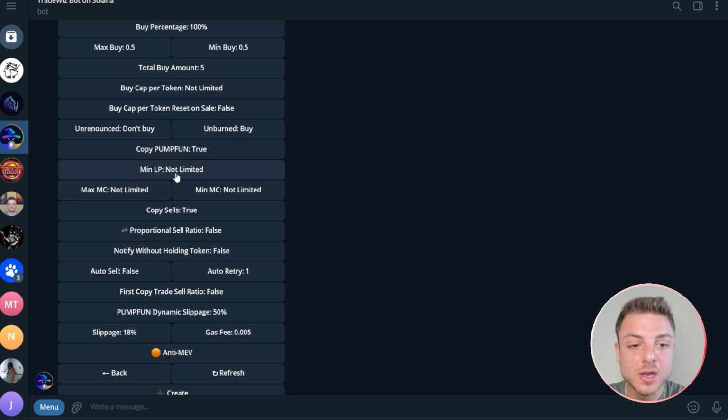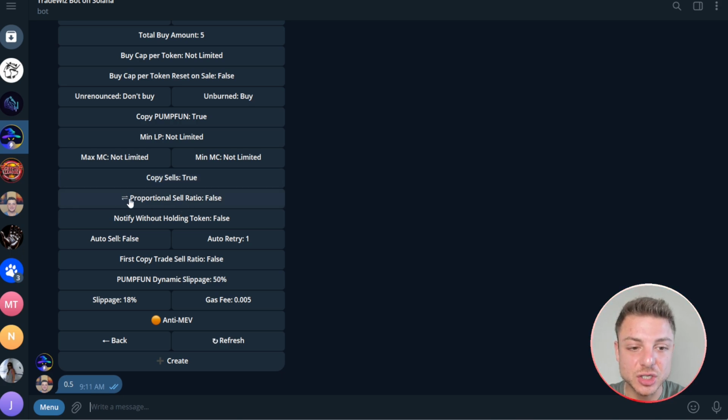Minimum liquidity pool, so you can make sure, and actually minimum market cap and maximum market cap. So you copy the sells, which is true. Proportional sell ratio, I'll put as false. So just copy his sells right here. You can actually change that around, so you can change that to true. Obviously in proportional sell ratio, if he sells 0.5% of his position, then he sells proportionally as well. So you could actually leave that on. It's not the worst thing to actually do. This particular trader seems very, very good. So if he is selling portions at a time, okay, let's leave it at that.